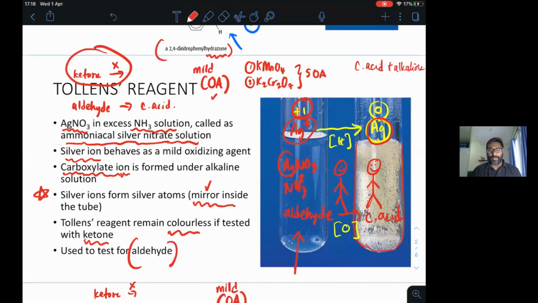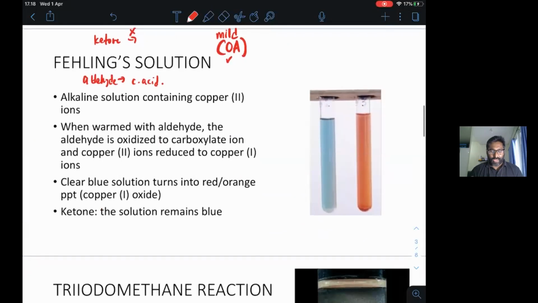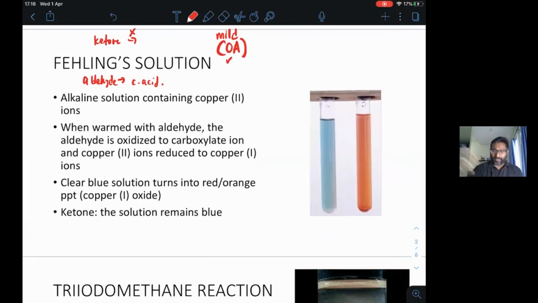So if you have a carbonyl compound, for example propanone and propanal, and you want to identify which one is propanal, you use Tollens' reagent. Is that clear? Yes. Okay, we go for the next test. The test just now was Tollens'.